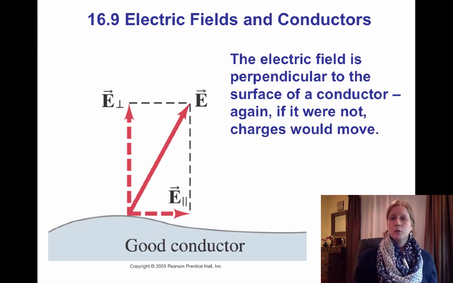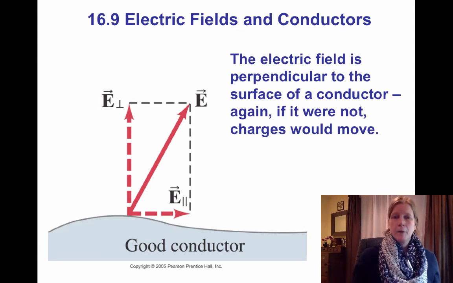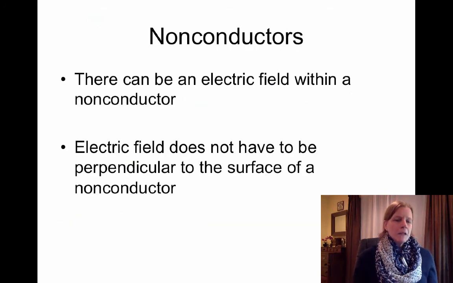The field lines just go from positive to negative. Okay. What about a non-conductor? Rather than having a metal washer, let's say you had a piece of wood there.